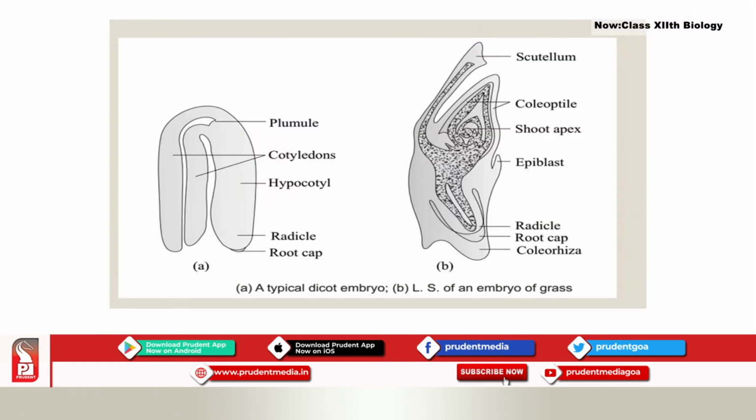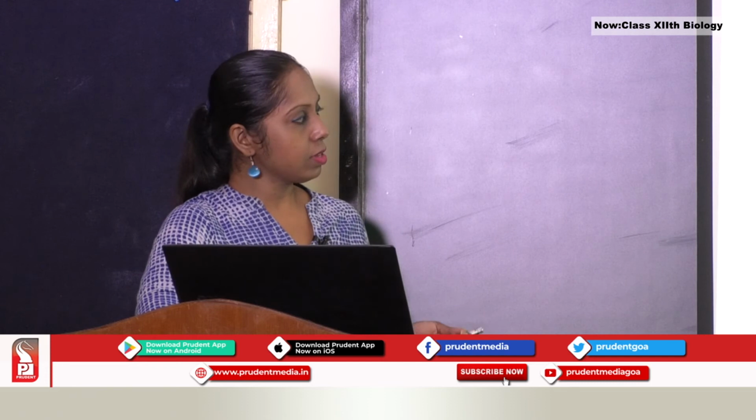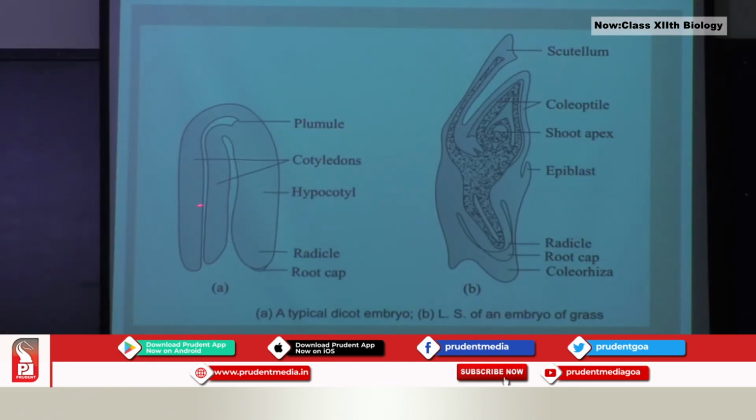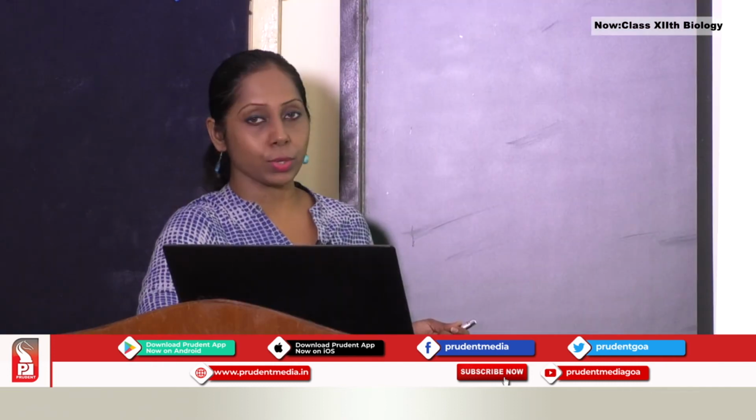So we have the two types of embryos. This is a typical dicot embryo with the two cotyledons, the plumule and the radicle with the root cap, students. And here you have the embryo of a monocot plant, example grass. You have the scutellum. There is no word cotyledon here because in grass the single cotyledon is known as scutellum. What is it called? It is called as the scutellum.